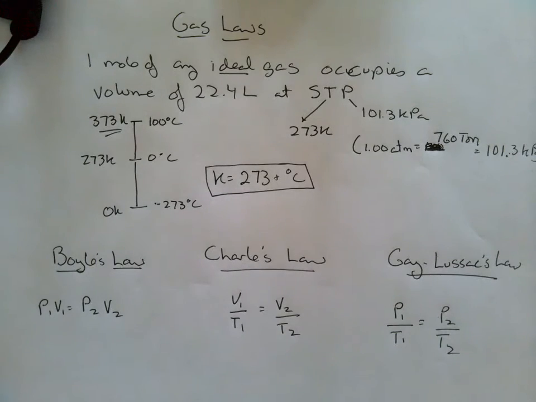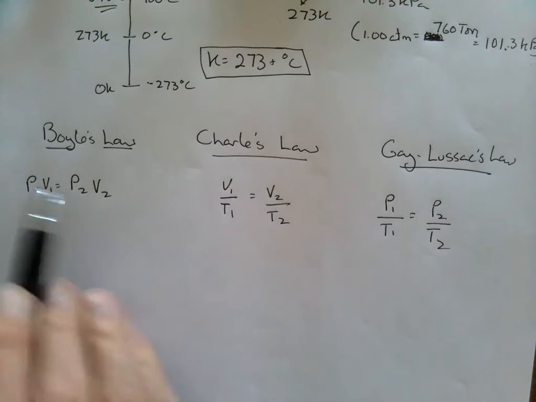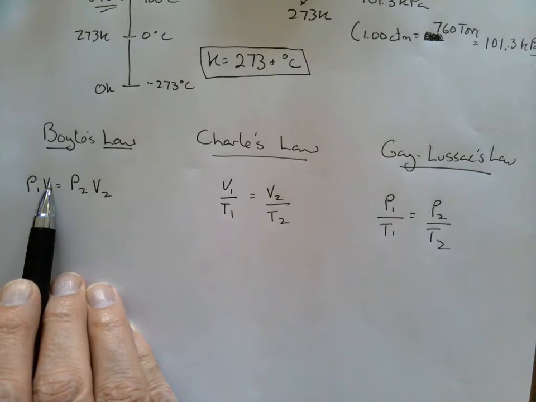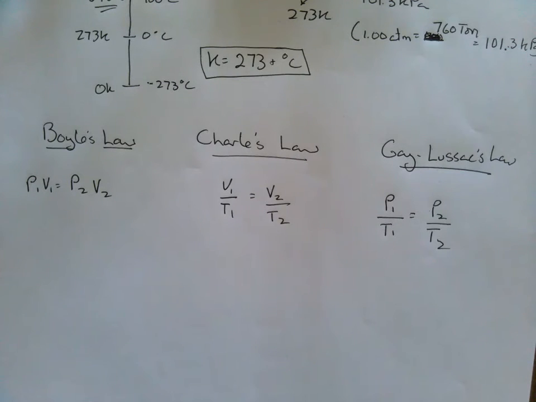Here are our 3 relationships for the day. I don't get too concerned with the names: Boyle's law, Charles' law, and Gay-Lussac's law. Those are scientists who worked on these laws. For Boyle's law, what it's saying is, as pressure goes up, volume goes down. So whenever you have 2 variables beside each other, they act in an inverse manner. As one goes up, the other goes down.